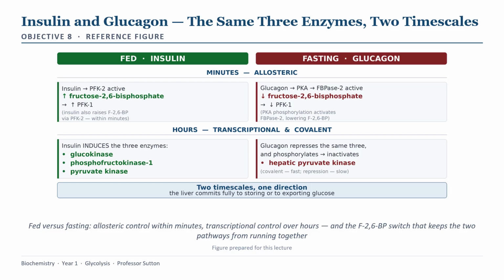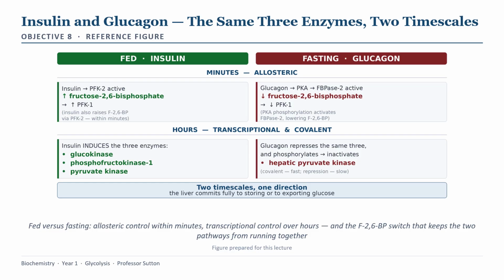Two things to learn. First, the 2 time scales. F26BP moves within minutes and is fully reversible. Enzyme induction takes hours and is what makes a fed liver structurally different from a fasted one. Students conflate them constantly. In the footer, F26BP activates PFK1 and inhibits FBPase1, so one molecule guarantees the two pathways never run at once. That is the futile cycle argument.